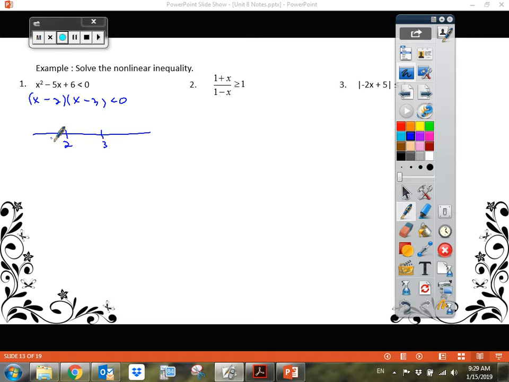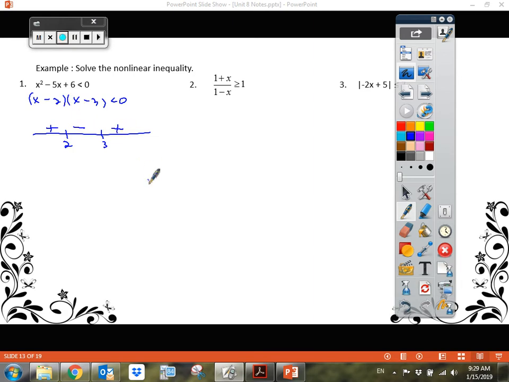So I'm going to just choose a number, 0, from this section. It doesn't matter which equation I use, whichever is more convenient. For 0, it'd be kind of nice to use this one. I put a 0 in, I'm left with a positive number. Okay, great, that section is positive. If I'm using a 2.5, it's more convenient to put it in the factored form. 2.5 minus 2 gives me a positive number, and 2.5 minus 3 gives me a negative number, right? Positive times negative is negative, so that section is negative. Put a 4 in, and I get positive.